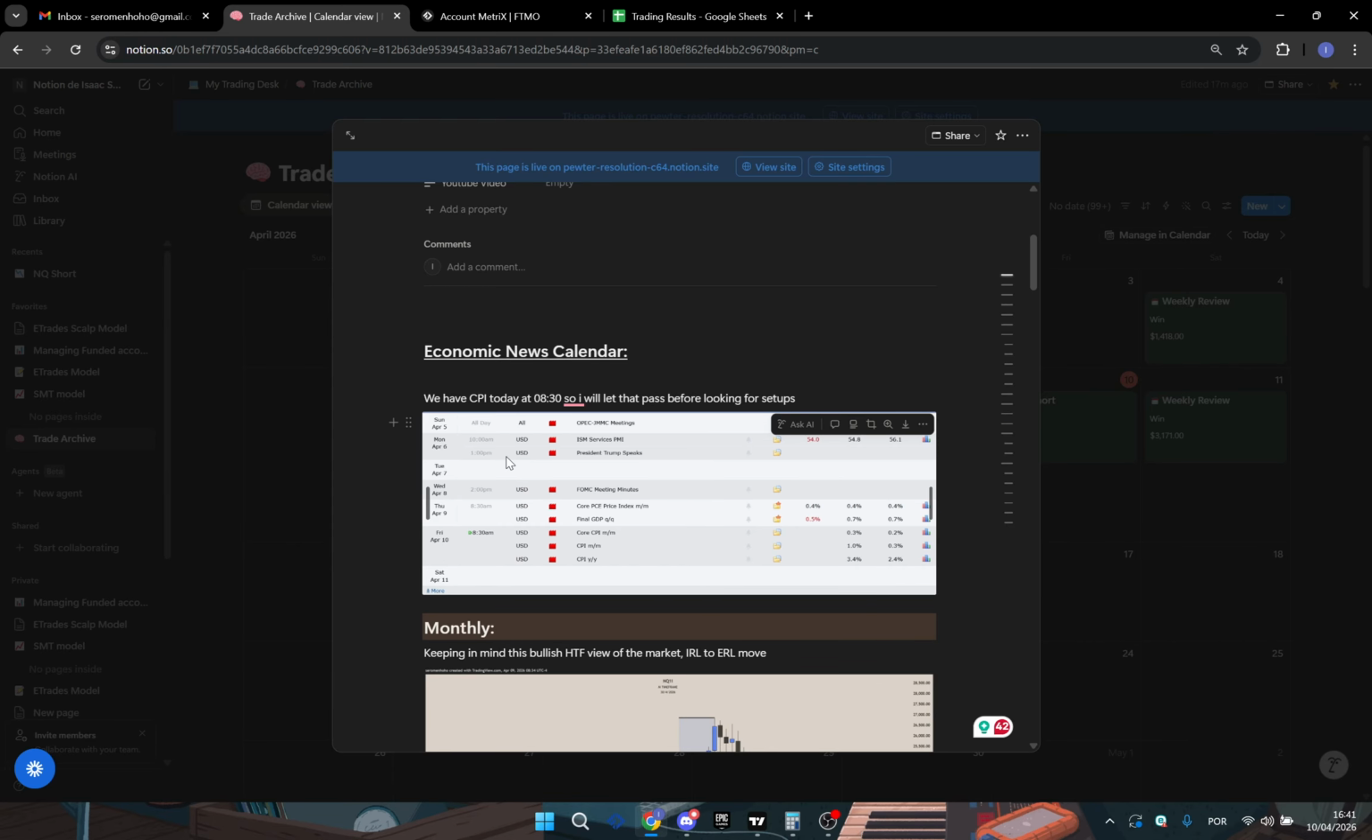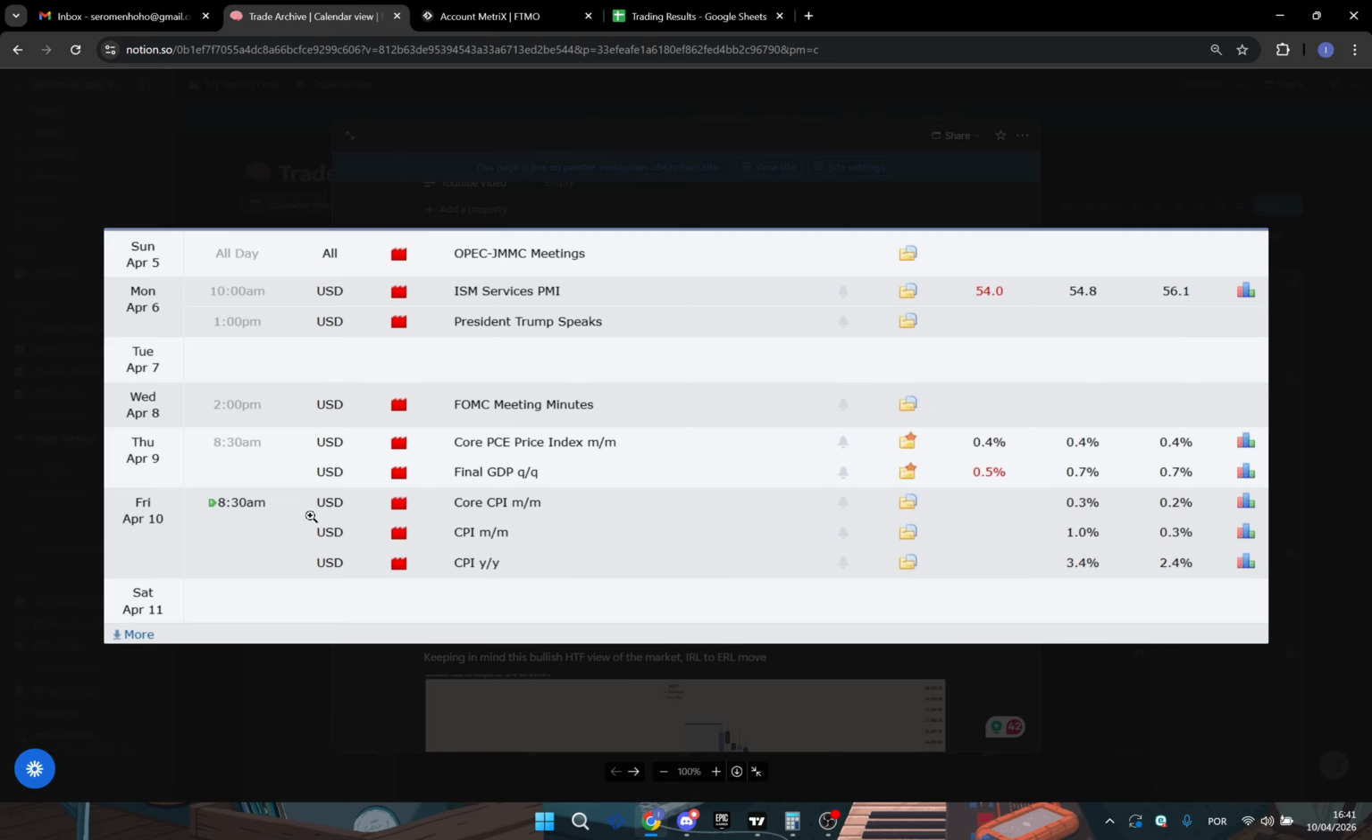Going to the news calendar for this week, we can see that for Friday, we have CPI at 8:30 a.m. So generally, I'd just want to let that news event pass before looking for any setups. So I'd only look for setups after 8:30 in the morning.